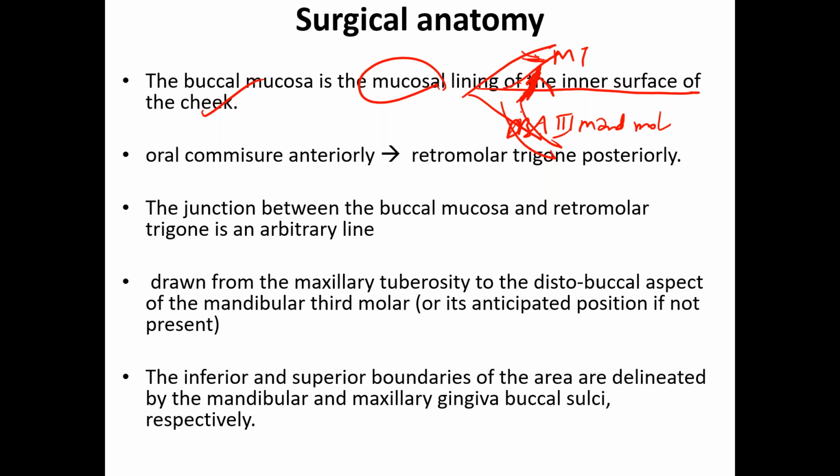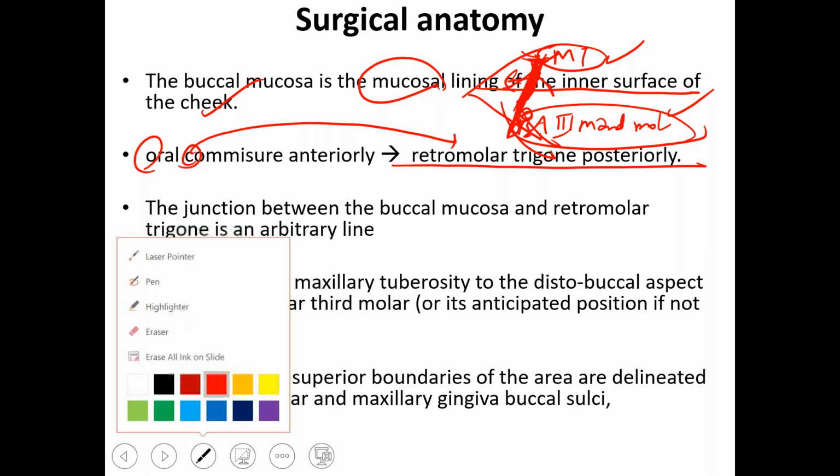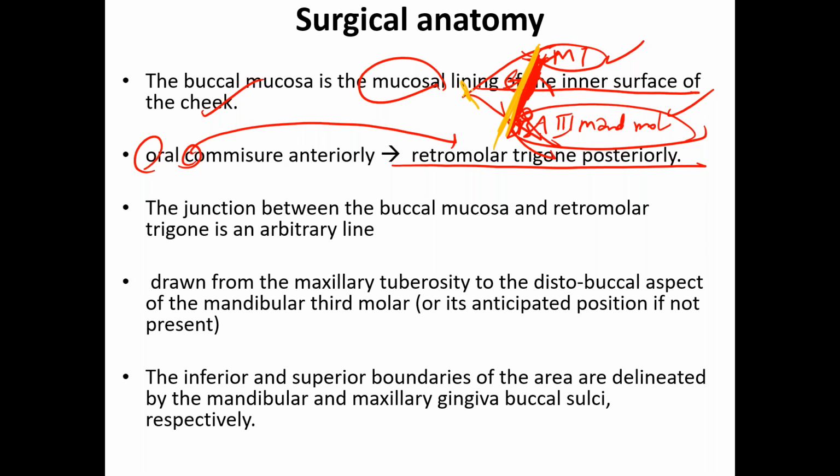So this is the molar of the mandible and this is the molar of the maxilla. You will draw a line like this, because maxillary tuberosity there and the third molar here. In front of it is the buccal mucosa. So it extends from the oral commissure anteriorly to the retromolar trigone posteriorly. I already told you this is the retromolar trigone region.